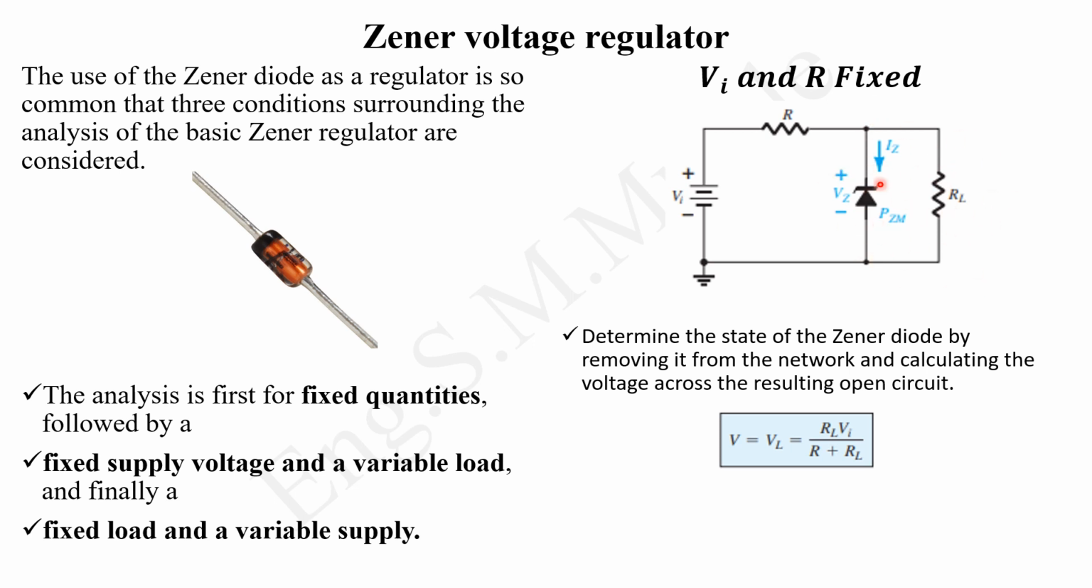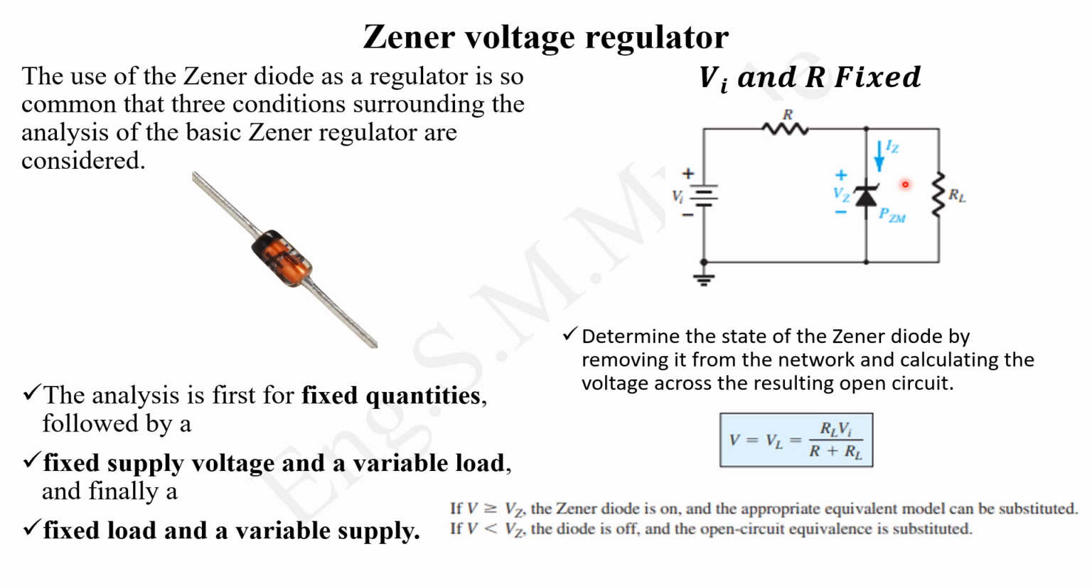Once you calculate the voltage on the load, there are conditions you need to follow. If V, the one you're calculating, is greater than or equal to the value of the Zener voltage, then the Zener diode is in the on state, so you replace it with the appropriate equivalent model. If V is less than the Zener voltage, then the diode is in the off state. You remove it from the circuit and replace it with the open circuit equivalent. You will understand this in examples.